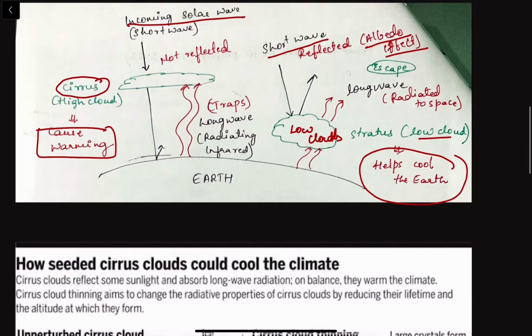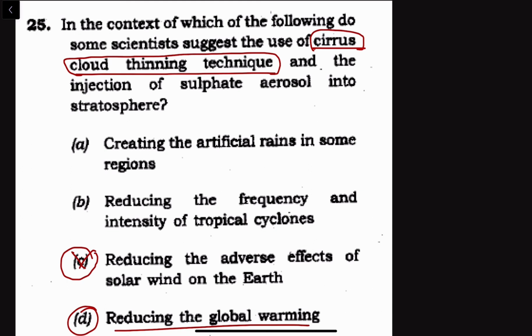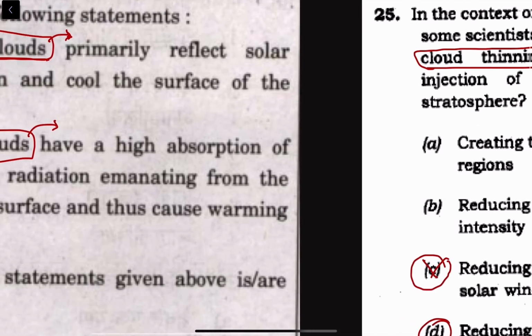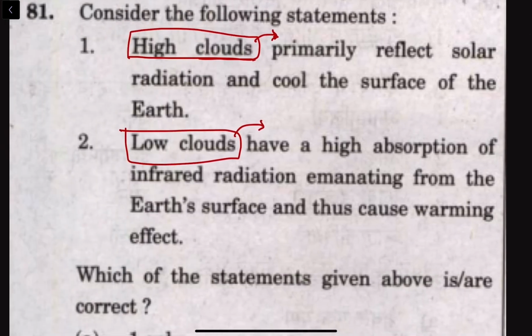So even if we are not so comfortable with the detail of this technique, the key takeaway from this question is that cirrus cloud is related to global warming, and since cirrus cloud thinning reduces global warming, cirrus is detrimental to the effort of reducing global warming. That means cirrus cloud is contributing to global warming. We use this technique to reduce global warming. Cirrus cloud causes global warming. With this understanding, when we approach this question, our perspective helps us arrive at the right answer.